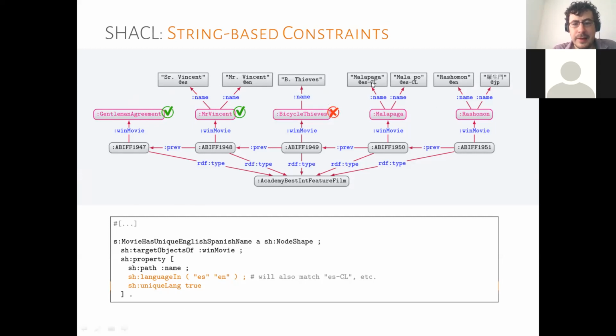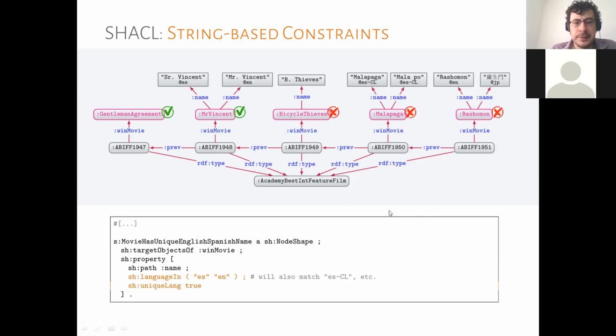Here we have two names in Spanish, in Chilean Spanish. So this is going to break the unique language restriction. And here we have English and Japanese, and this will break the restriction that all languages are either ES or EN, Spanish or English. So here we fail.